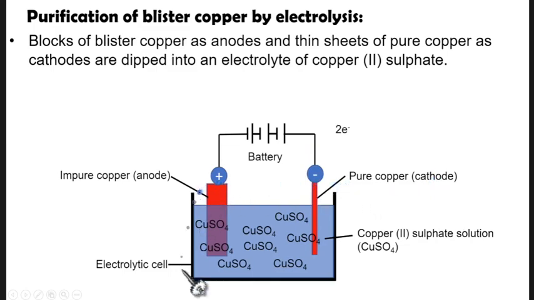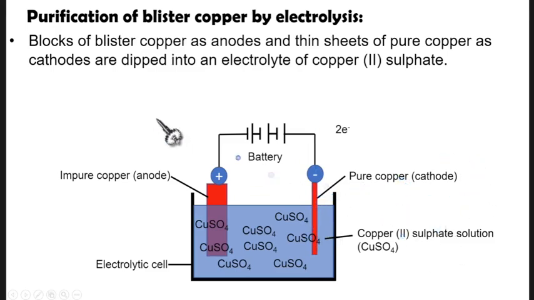You have this cell here, called the electrolytic cell. It contains copper(II) sulfate solution. Then you take the impure copper, which is blister copper, and connect it to the positive terminal of the cell, so it can be called the impure copper anode. Then you take already made pure copper and connect it to the negative terminal of the battery, and that can be called the pure copper cathode.